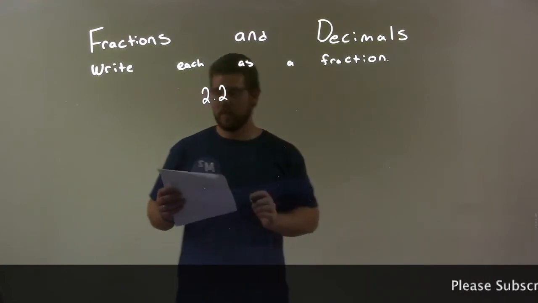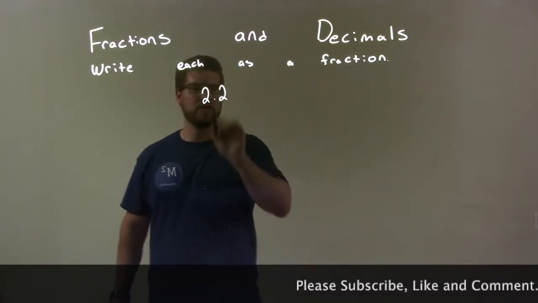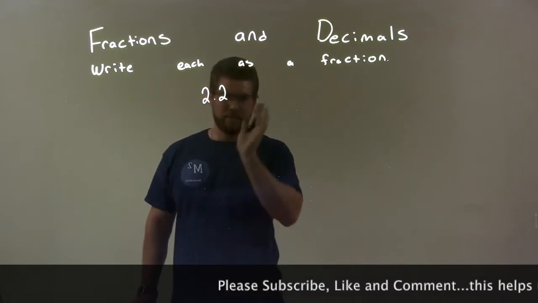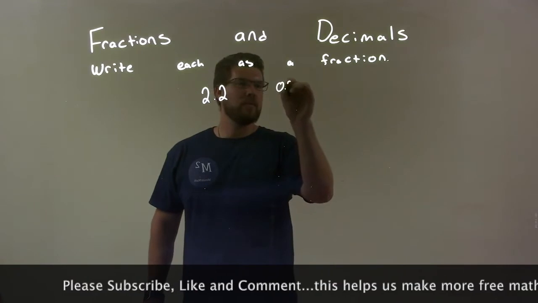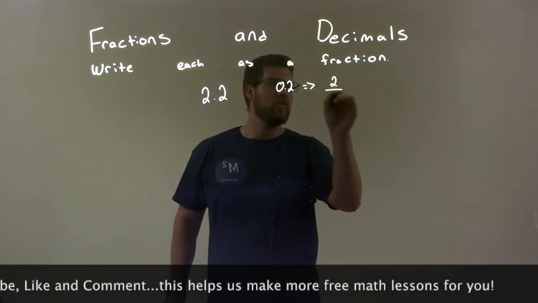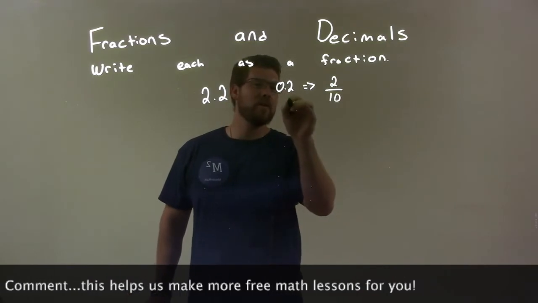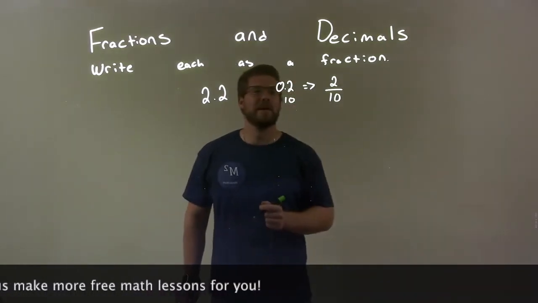2.2. Well, what I like to deal with is just this 0.2 part. The first 2 I'm going to leave on the side. That 0.2 is the same thing as 2 over 10. I think about 1 underneath the decimal and then a 0, so 1, 0, 10. So we have 2 over 10.